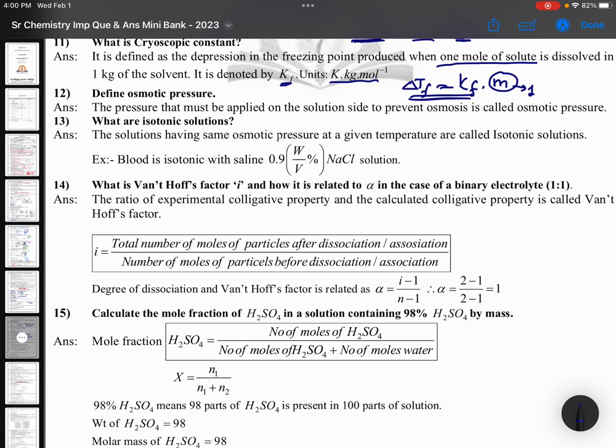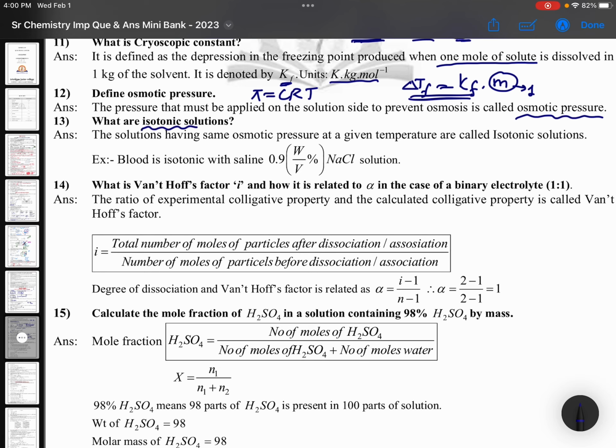The pressure that must be applied on the solution side to prevent osmosis is called osmotic pressure. Osmotic pressure formula, if they are asking: pi is equal to CRT, where C is molarity concentration, R is universal gas constant or solution constant, T is temperature.